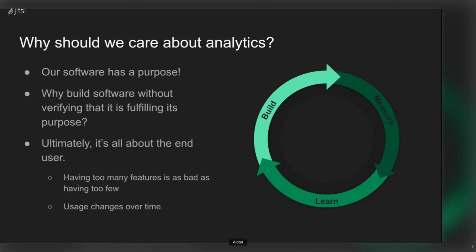So why would we build something for a reason and then not make sure that it is fulfilling its purpose? When we build something, we need to make sure that it's doing what we set out to do initially. And ultimately, it's all about our end user. If we're just turning out features one after the other and we don't care if they actually work or if they are solving the problems that we set out to solve, or fulfilling the purposes we set out to fulfill, having too many features is just as bad as having too few, because complexity is expensive.